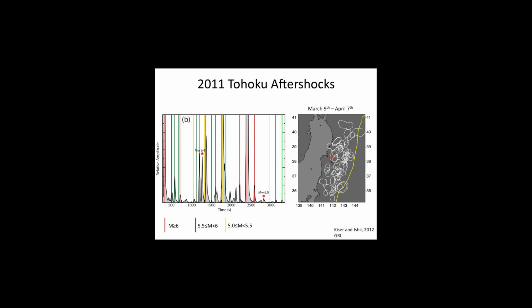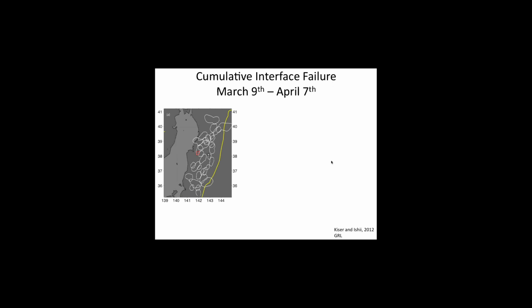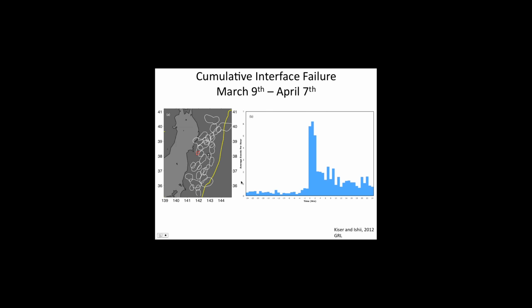One interesting aspect of these rupture areas is that if you only look at the rupture areas that contributed to an increase in the cumulative interface failure, so just these events here, and you look at the seismicity within those rupture areas, you see a very discrete increase in the seismicity only directly following these events. That's what's being plotted here.